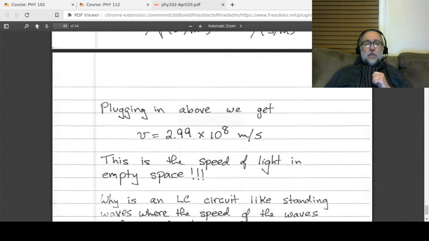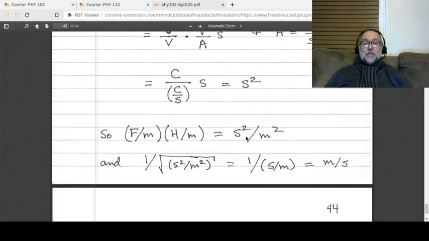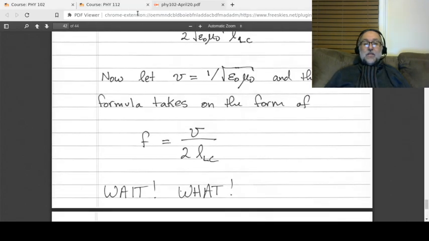Now, if we work out the numbers, it actually turns out that that velocity is 2.99 times 10 to the 8 meters per second. And if you look at it for a second and you recognize it, that's the speed of light. And so you go, what? How in the world is this LC circuit, which is basically like a string tied down at both ends, a standing wave, where the velocity of the wave is the speed of light?